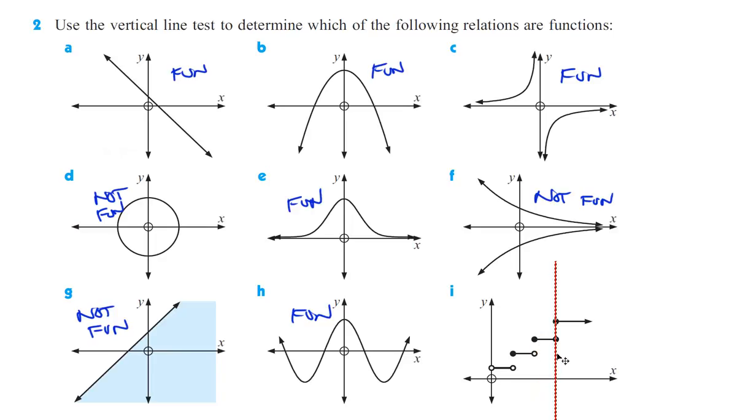When we get over here, it's jumping from here to here, so we're still okay. And then here's where we run into trouble because look, those 2 points are both filled in. When we're right here, there's 2 points on the same vertical line. So just because of this one spot here, that makes this not a function. Okay? Moving on to the next one here.